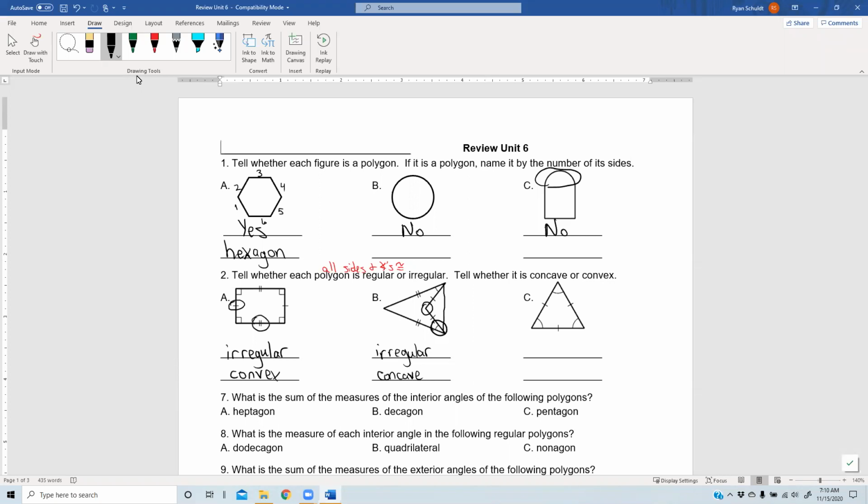Next one, all the sides are the same, all the angles are the same. So this one is regular, and if it's regular, then it has to be convex. No ifs, ands, or buts. If it's regular, it's convex.